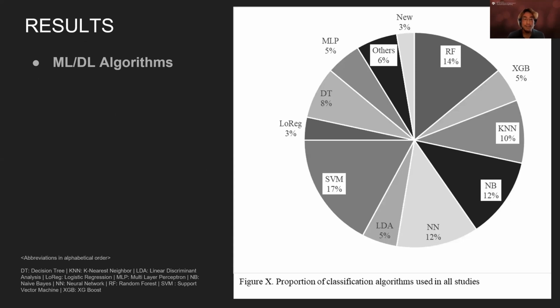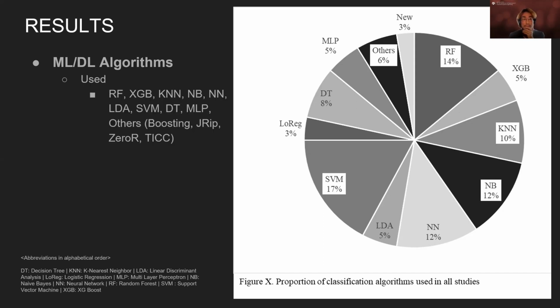From this slide, you may not be familiar with these abbreviations, so I prepared the abbreviations on the left bottom. Each abbreviation in this pie chart is a machine learning or deep learning technique. So SVM, for example, is the support vector machine. This is one methodology to classify cognitive workload. So each abbreviation means a different algorithm.